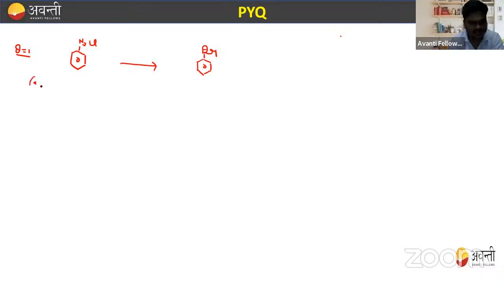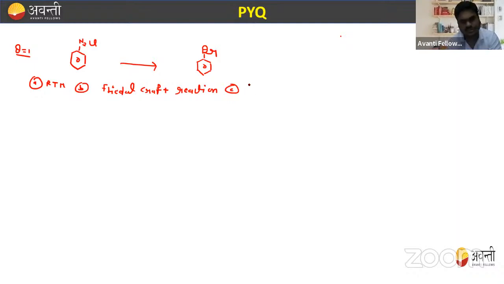In the first option they have given Sandmeyer reaction. In the second option, Friedel-Crafts reaction. And C, that is Gattermann reaction. And in option D, they are asking about the azo coupling reaction. So which one is true, beta? That is nothing but the Gattermann reaction, right?